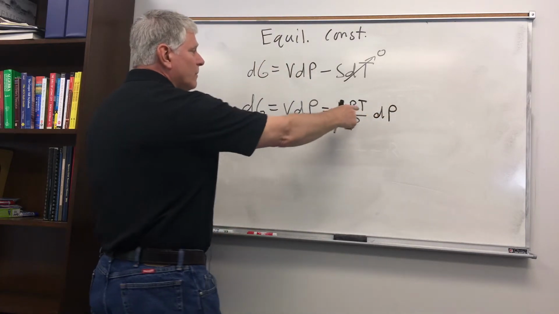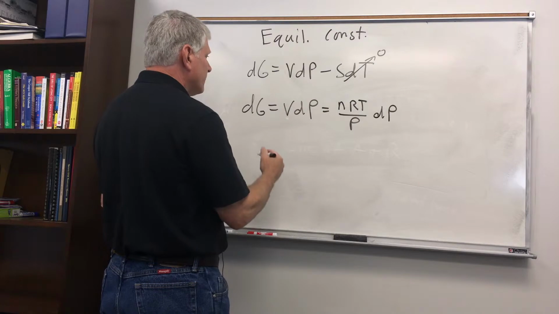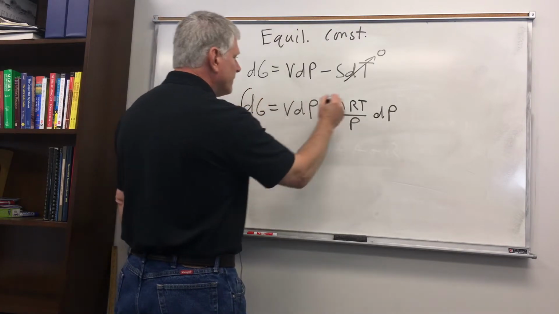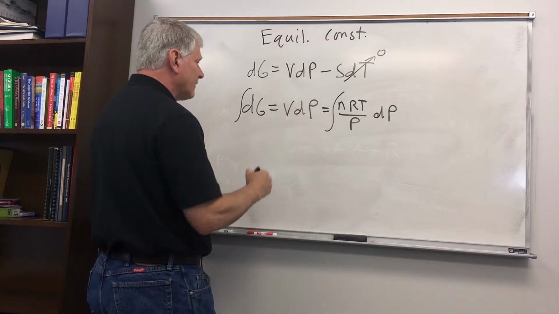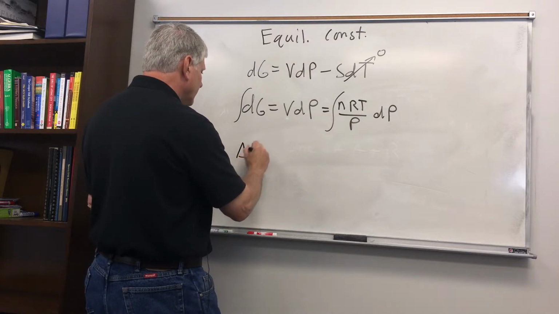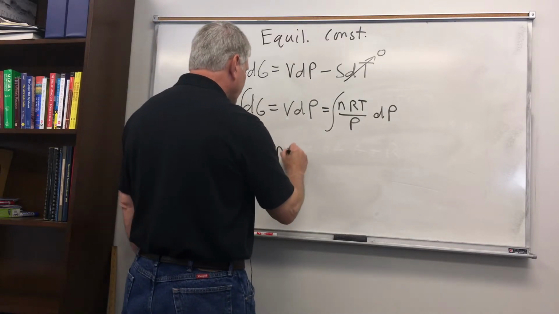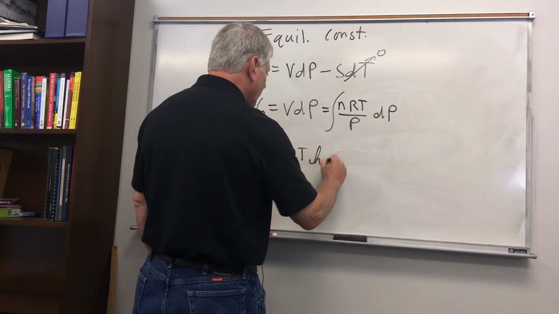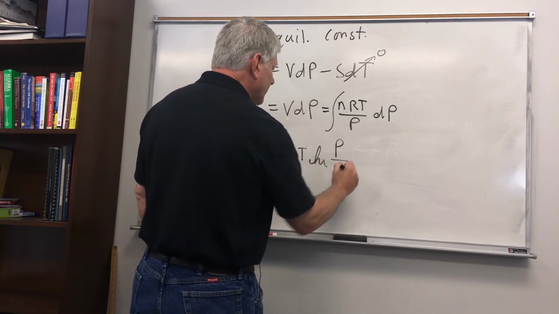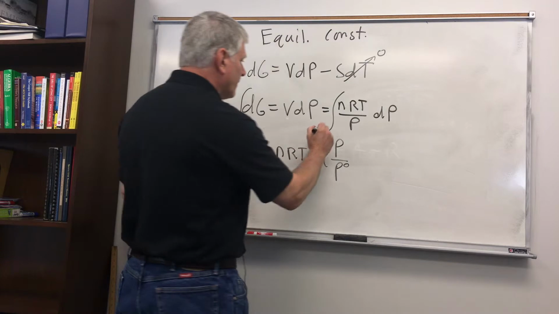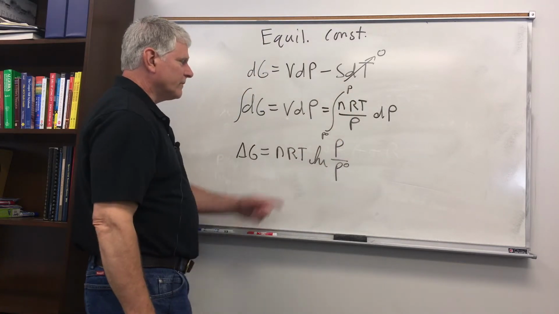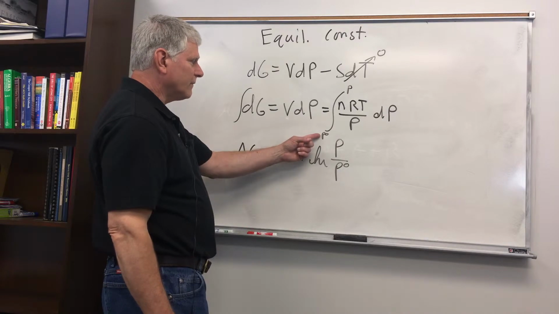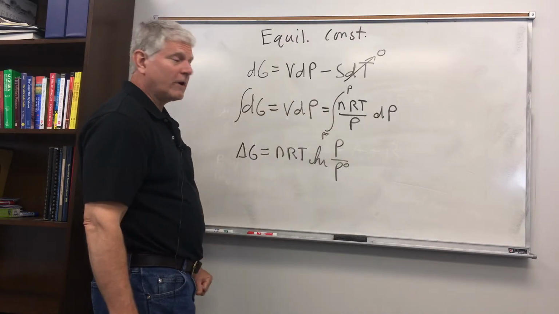So that's the volume from the ideal gas. And now we assumed constant temperature, and we can integrate both sides of the equation, and nRT is a constant which we can take out of the integral. So we'll get delta G is equal to nRT natural log P over P standard. And we're going to integrate from P standard, 1 atmosphere, to some pressure. So this is a way to correct G from 1 atmosphere to some other pressure.